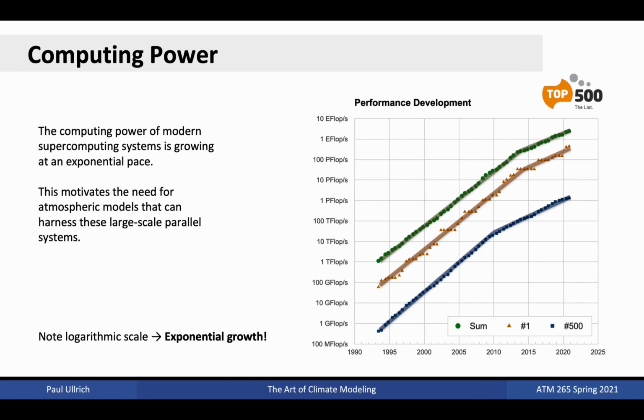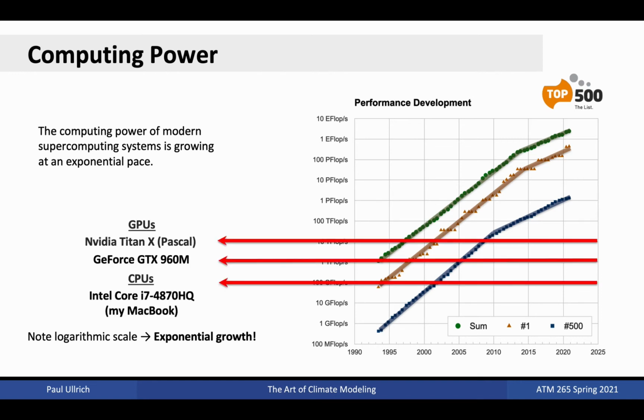in processing power. For reference, a single NVIDIA Titan X Pascal GPU appears on this chart at the 10 teraflop per second level, while a GeForce GTX 960M is around 1 teraflop per second. The CPU on my MacBook, an Intel Core i7-4870HQ, appears around 100 gigaflop per second. Namely, back in 2002, this MacBook would have been one of the top 500 supercomputing systems in the world.